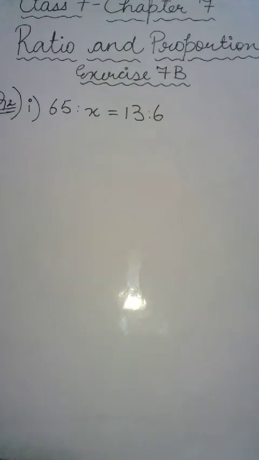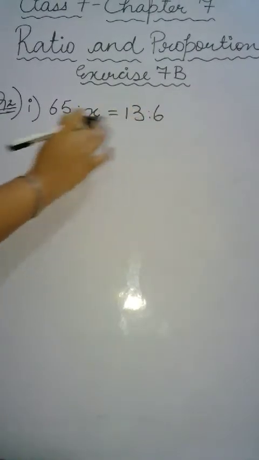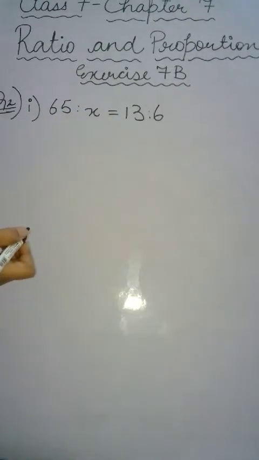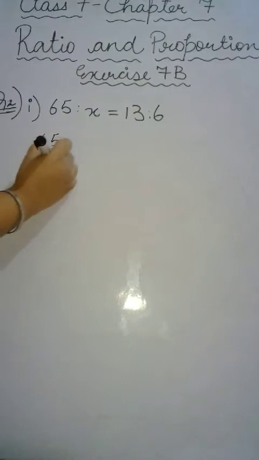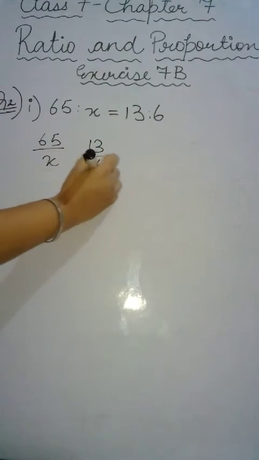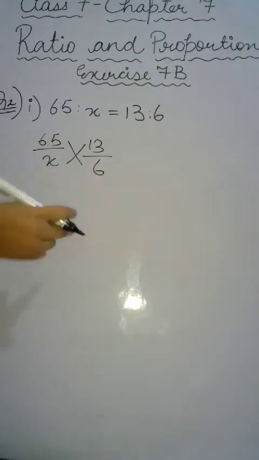Now in question number 2 you have to find out the value of x. They have given you 65 is to x, it should be equal to 13 is to 6. So what should be the value of x? For this, 65 is to x means 65 upon x, and 13 is to 6 means 13 upon 6. There is one more method to take this out, that is cross multiply. You can use the previous method which we used in question number 1, but let me introduce you to the second method in this question number 2.